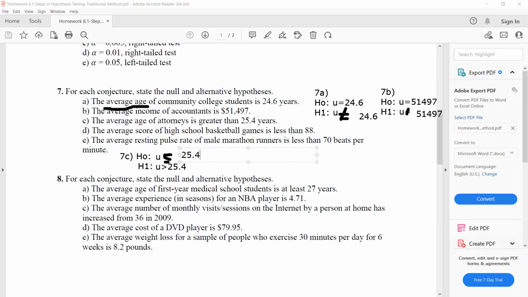That's for C. So far, so good? Yep. Okay. Let me show you one quick thing because I wanted to wait till we got here to do it.